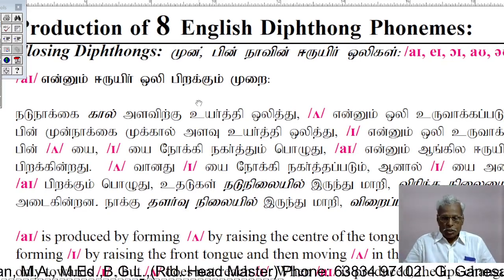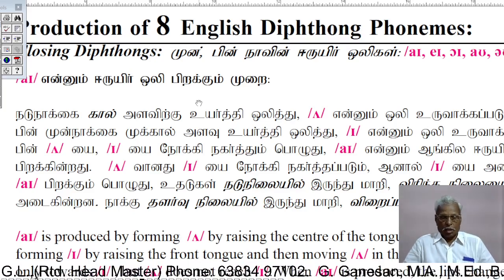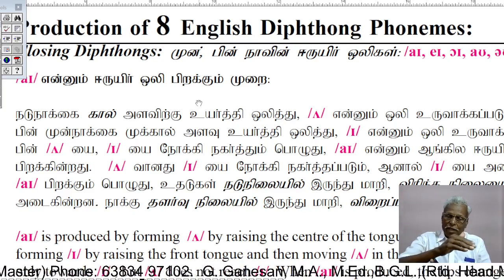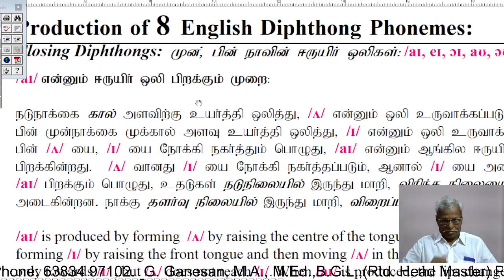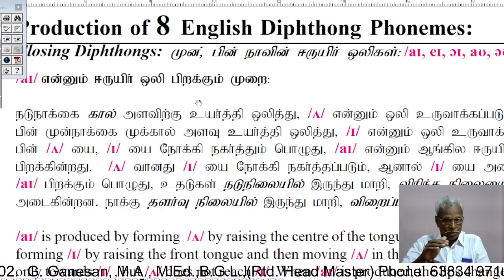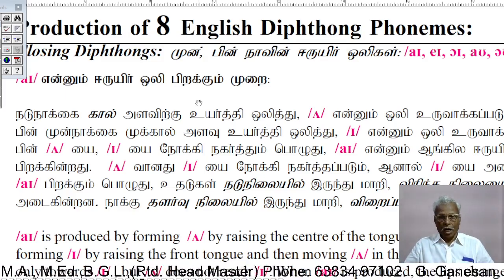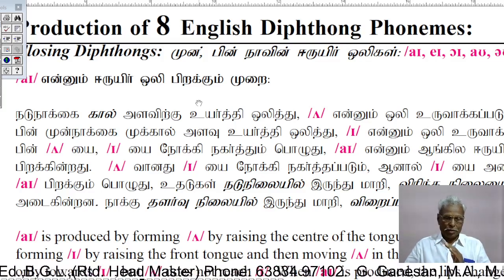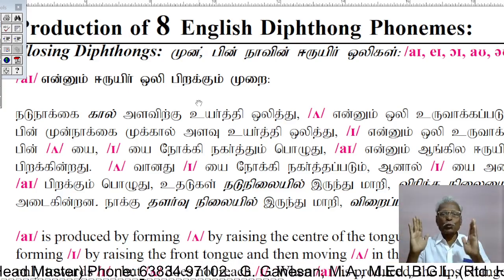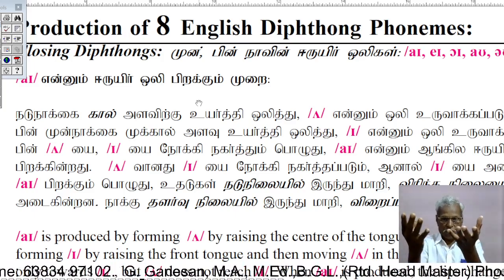It is because /aɪ/, /eɪ/, /ɔɪ/ are produced ending in the front end, and /əʊ/ and /aʊ/ are produced ending in the back end. So they are called closing diphthongs, that is front and back end closing diphthongs.